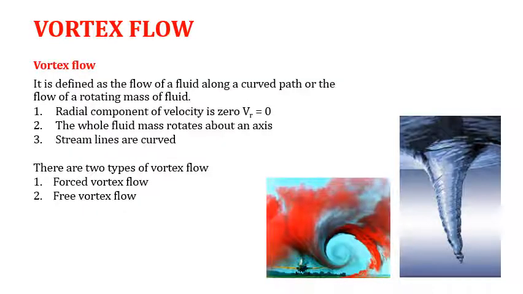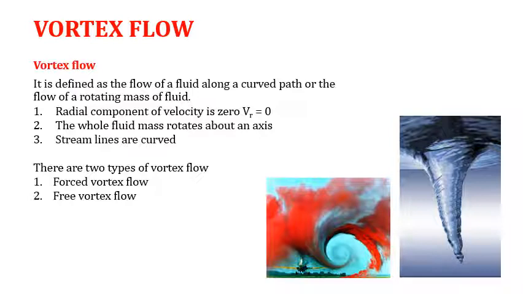Now let's discuss vortex flow, which is defined as the flow of a fluid along a curved path or the flow of a rotating mass of fluid. Examples are the whirlpool of water formed by the rotating mass of the fluid, or the swirls formed by injecting dyes into the air. Following are the properties of vortex flow.